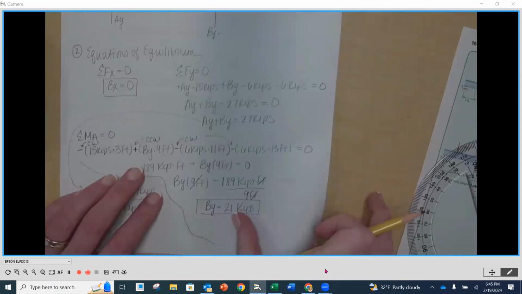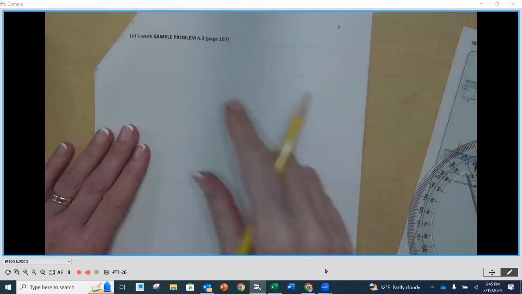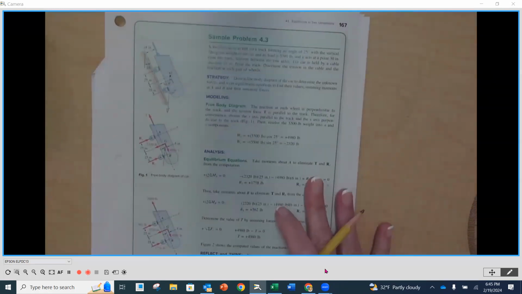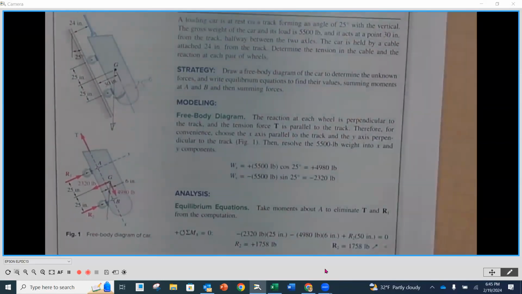Let's turn the page, and we're going to look at sample problem 4.3. Sample problem 4.3 is found on page 167.